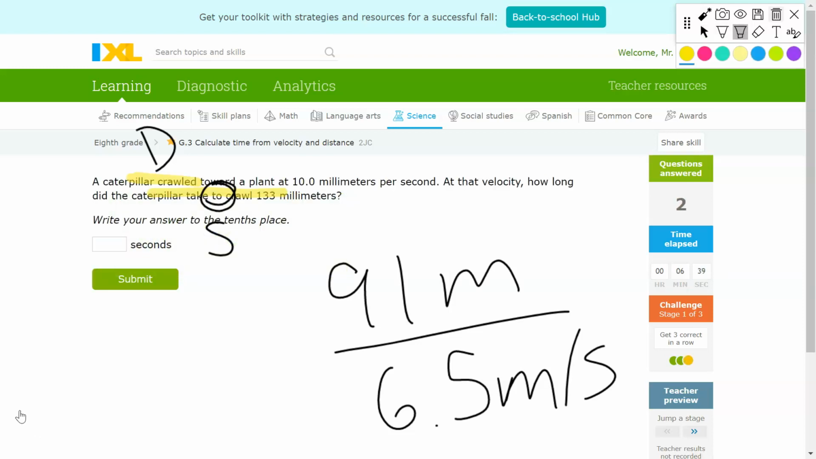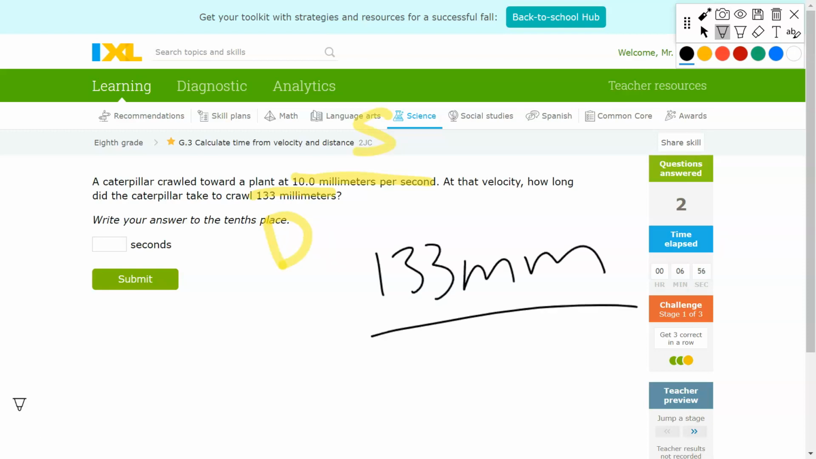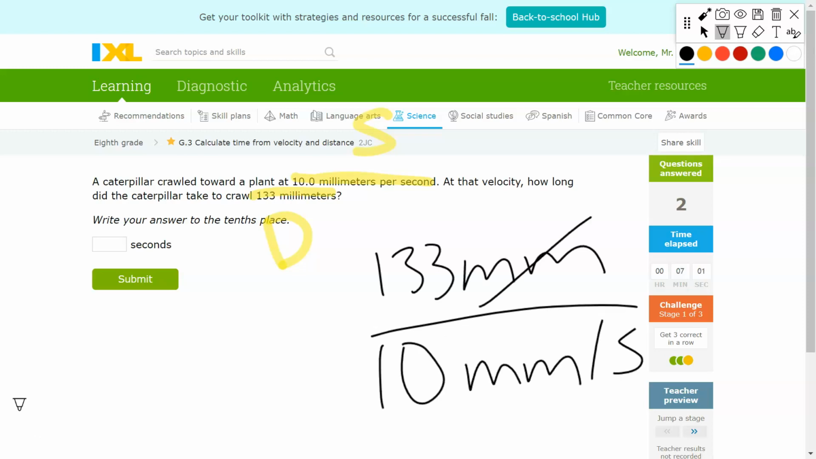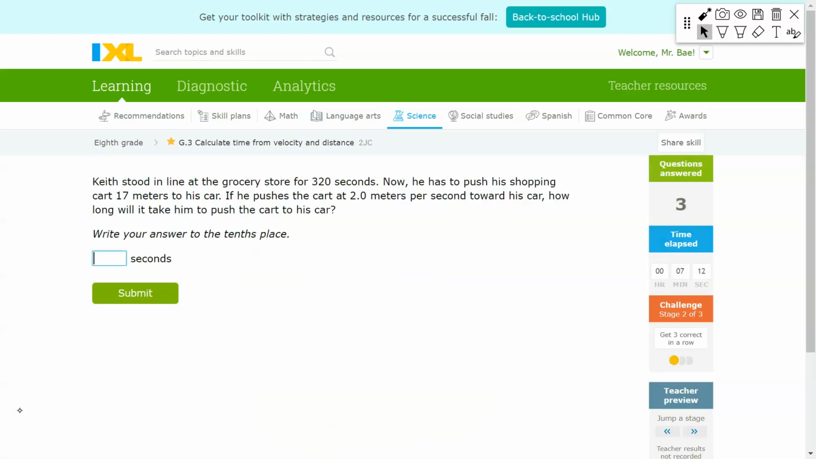Alright, and we'll do one more before we move on to stage 2. So you have 10 millimeters per second, you have 133 millimeters. This is your distance, that is your speed. So once again, 133 millimeters divided by 10 millimeters per second. The millimeters will cancel each other out. Your answer should then be 13.3. Excellent. Moving on to stage 2.